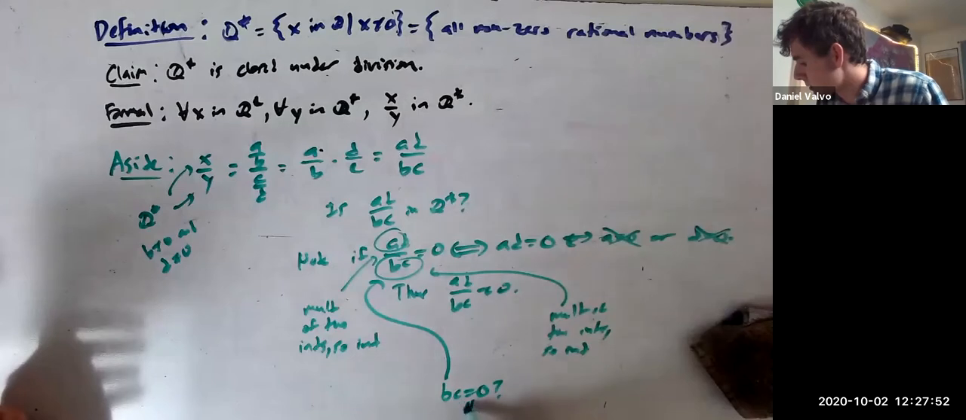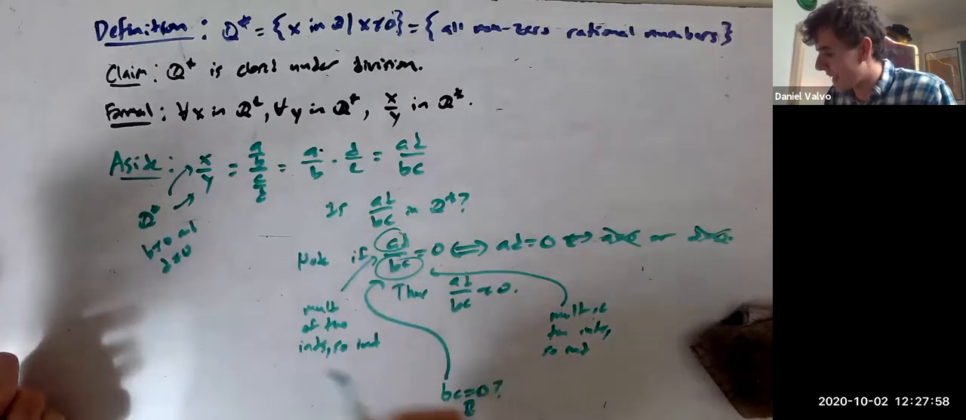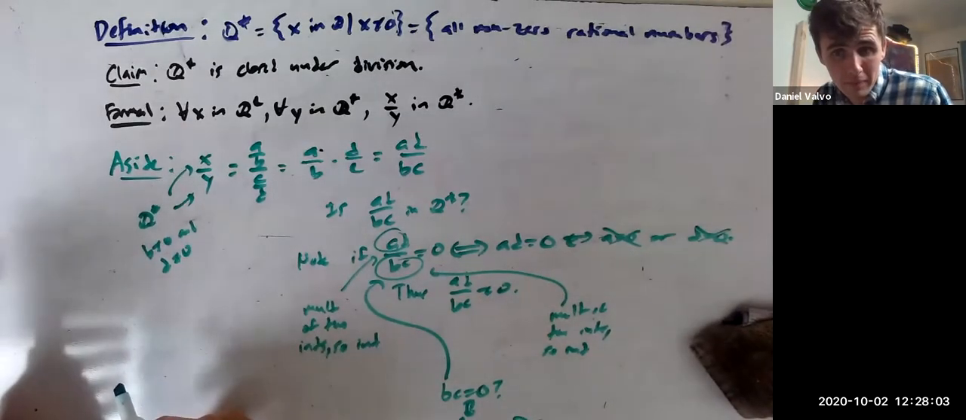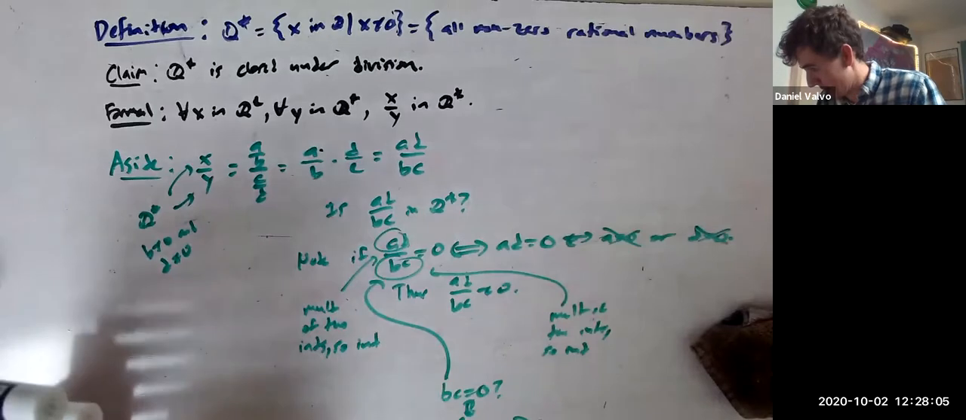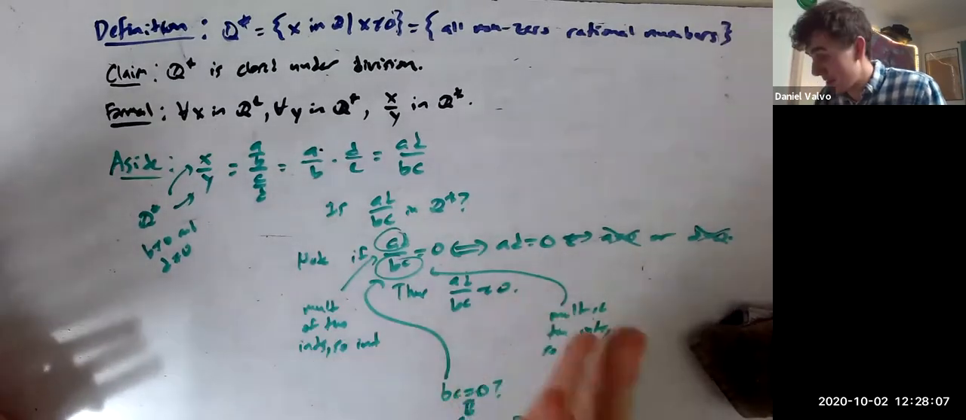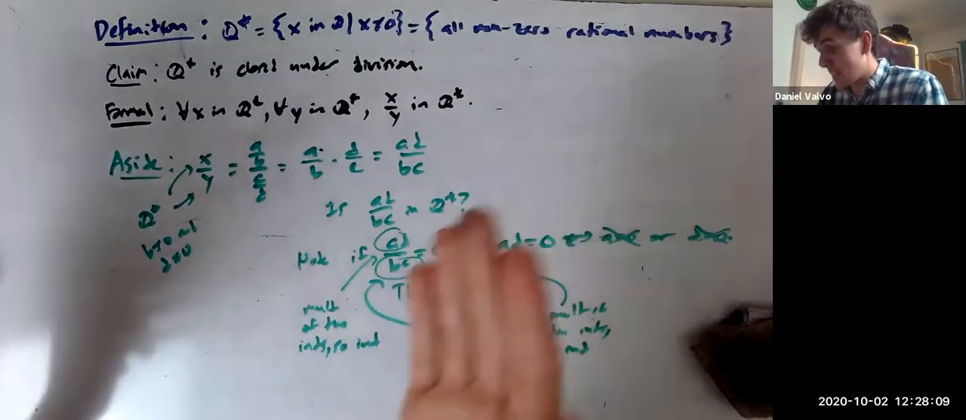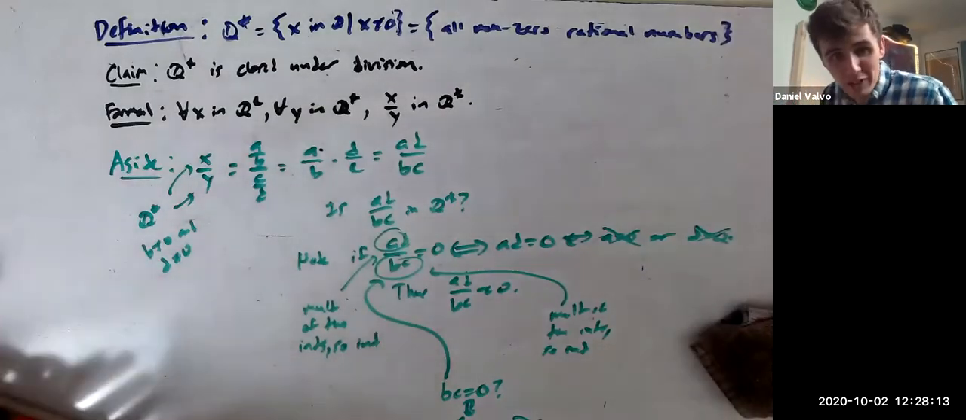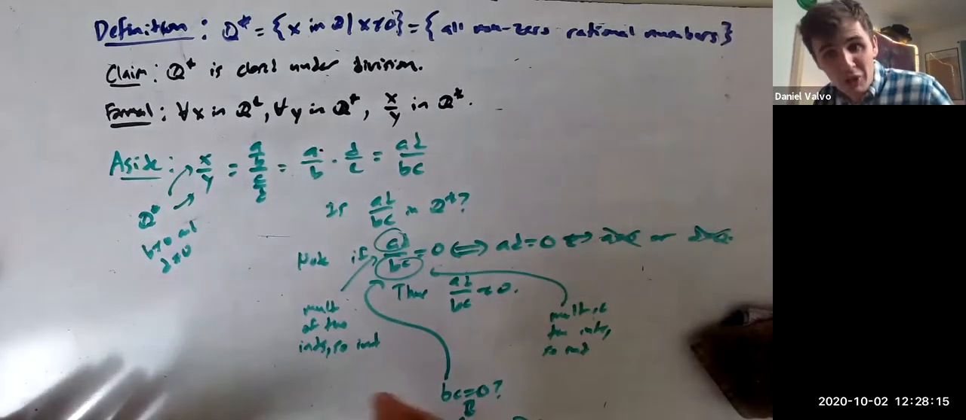Well, remember if BC equals 0, that would imply B equals 0 or C equals 0, which for similar arguments above can't happen. So BC can't be 0, meaning that AD over BC, which equals X over Y, is a ratio of integers that's non-zero, meaning it's a rational number, it's not zero, so it's in the non-zero rationals.